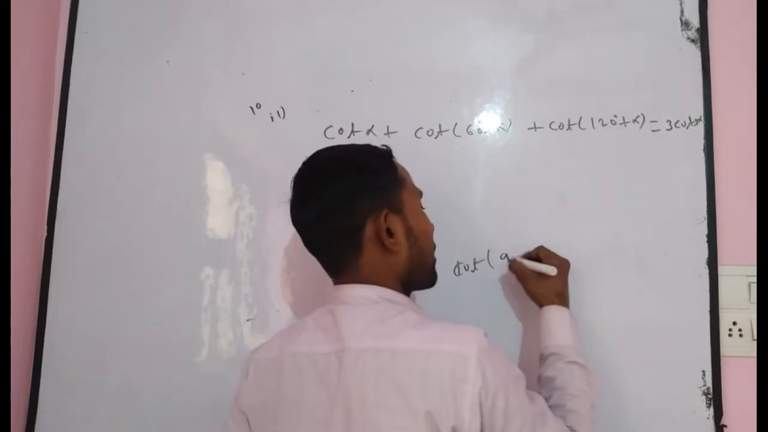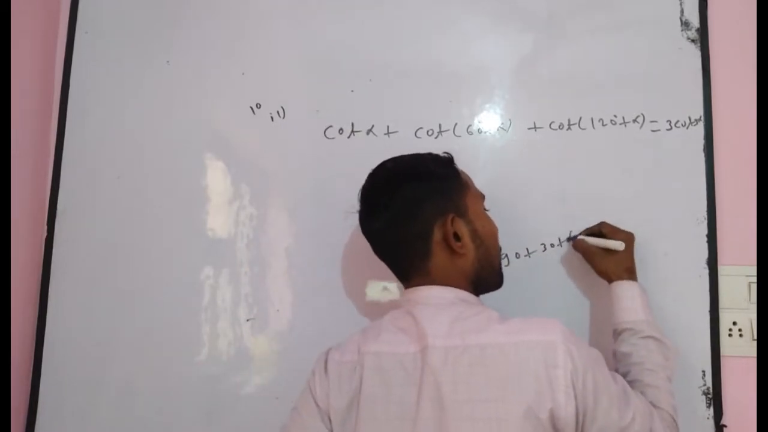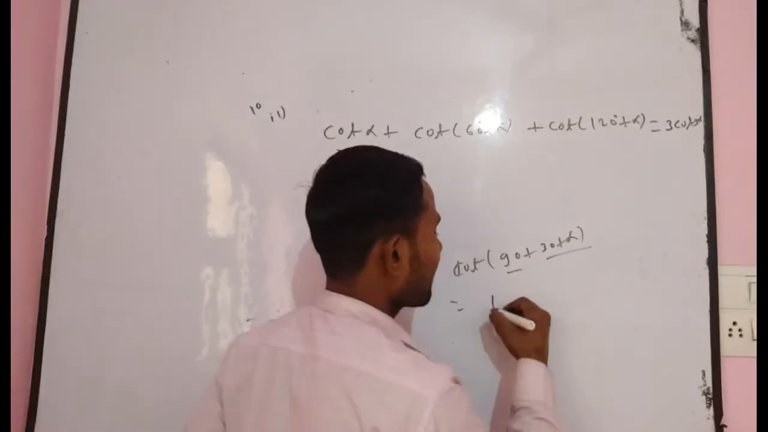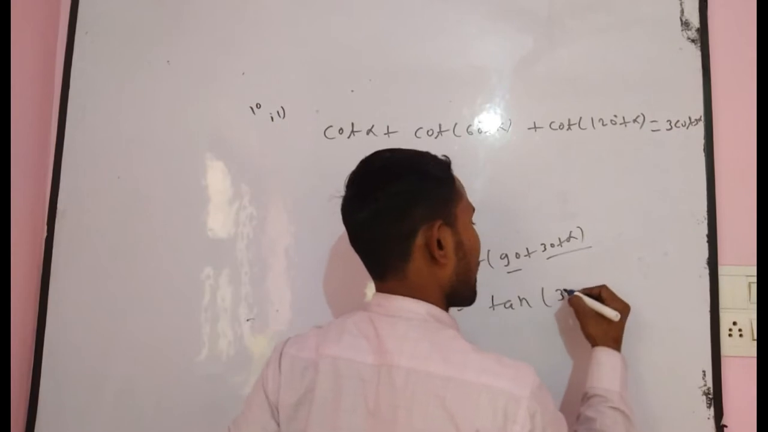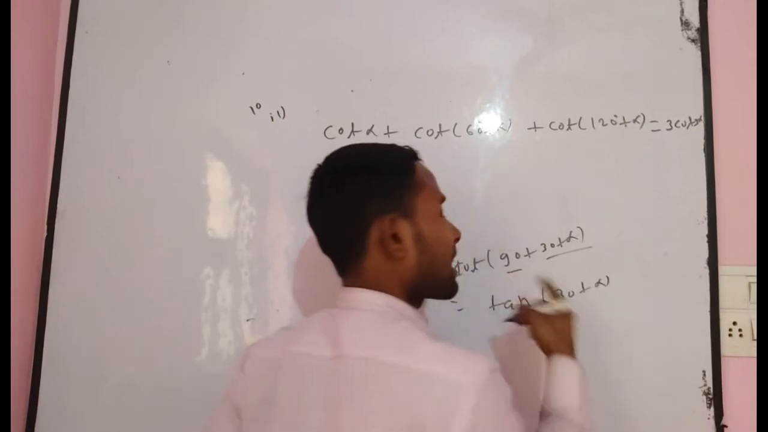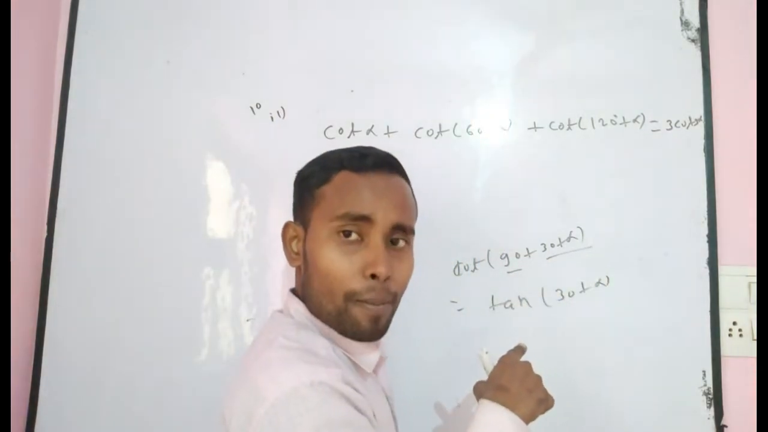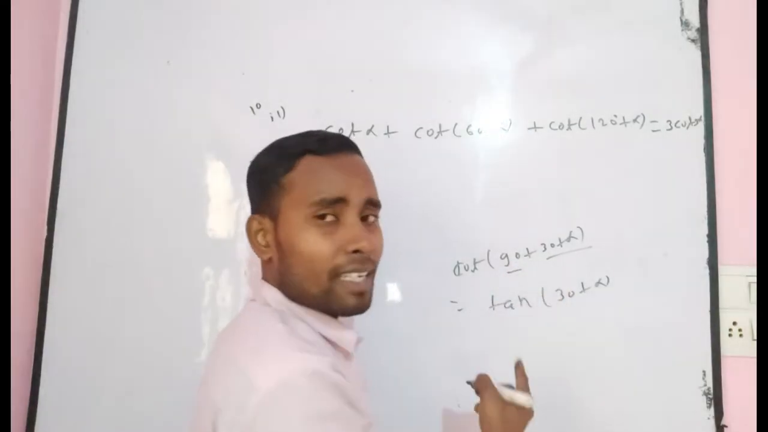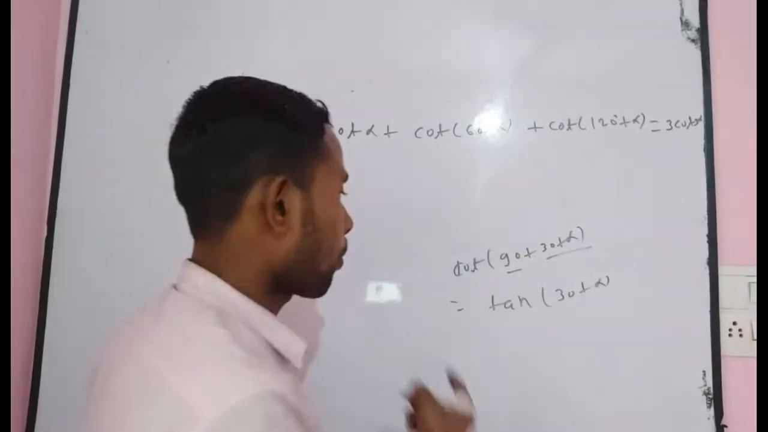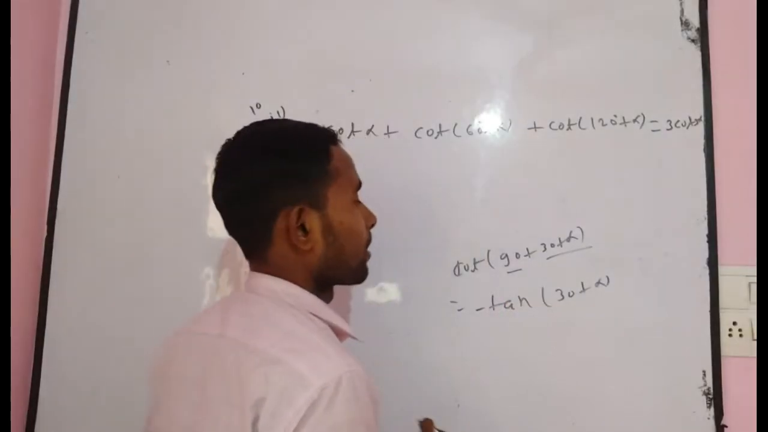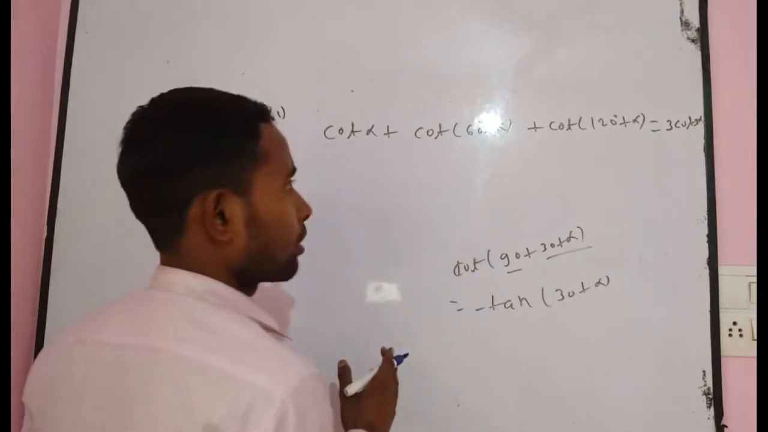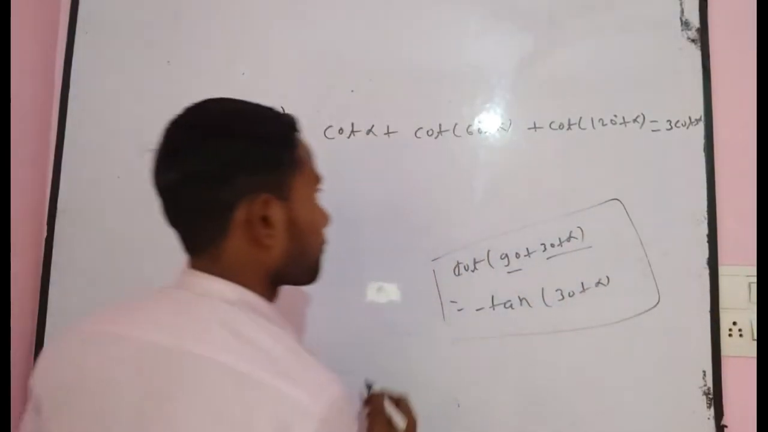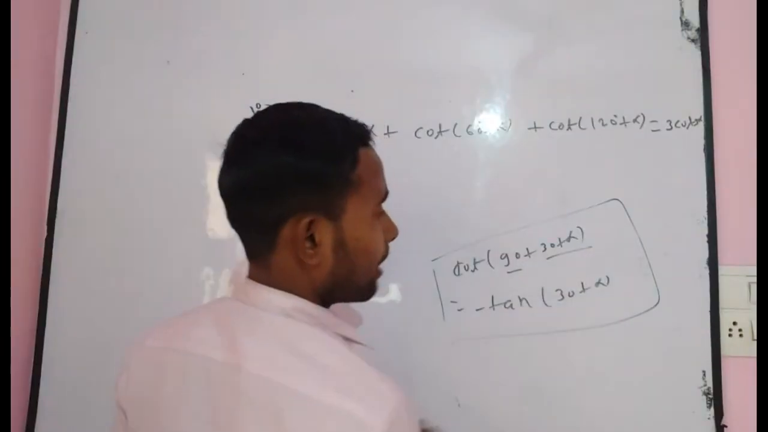Cot 120 plus alpha can be written as cot 90 plus 30 plus alpha. Can you write? And now, as you know, cot 90 plus theta is equal to what? Minus tan theta. So it can be written as tan 30 plus alpha, but it lies in the second quadrant, because it is just greater than 90. So in the second quadrant, cot becomes negative, so you have to write a negative sign. So this will be minus tan 30 plus alpha.